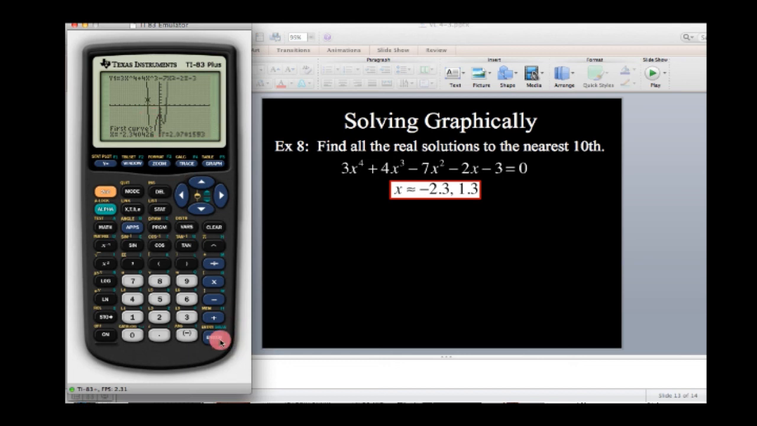And so then we'll just hit enter for the first curve. It jumps down to the second curve. We hit enter again, and then I don't want to guess, so I just hit enter a third time. And we get one of our answers is negative 2.3 when we round that off.